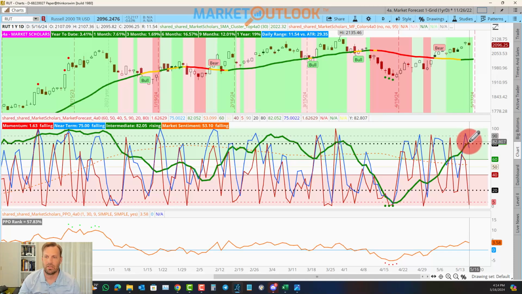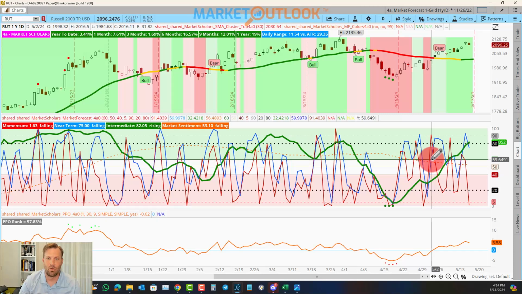And your near-term line has also crossed below the intermediate line, though kind of on the cusp of the 80th percentile. So it's out of the reversal zone now. So a little bit worse, more bearish short-term sentiment on the Russell 2000. You can see market sentiment still falling on all these indexes.